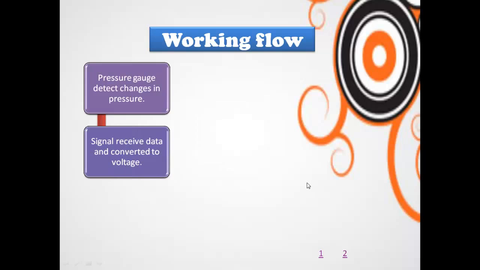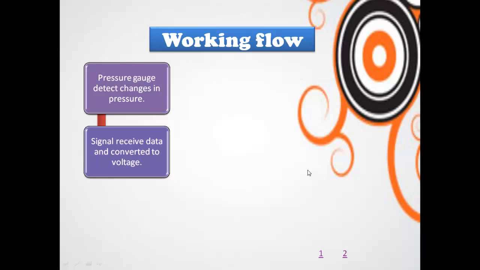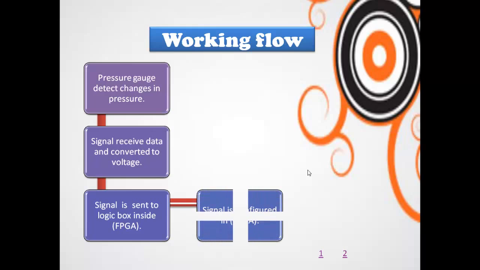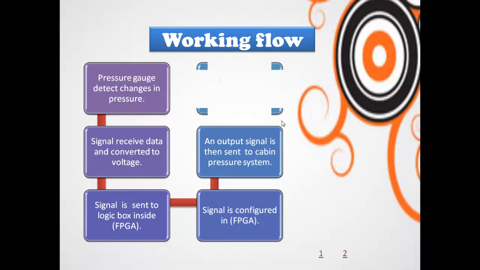Then, analog data is converted to digital signal by using analog to digital converter, as shown in this figure. Signal reaches inside FPGA logic box, then the data coding is analyzed to allow it to carry out a specific function. Next, the coding is sent as an output from FPGA logic box and directed to cabin pressurization system. Finally, the cabin pressure is adjusted to its required condition.